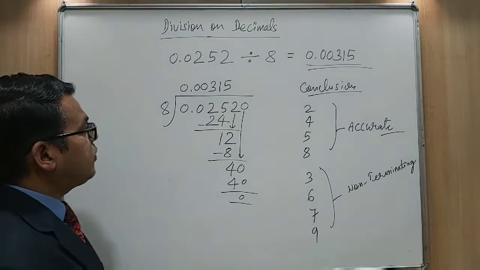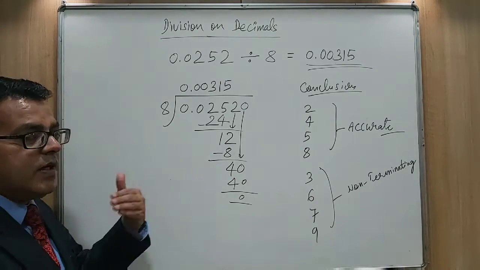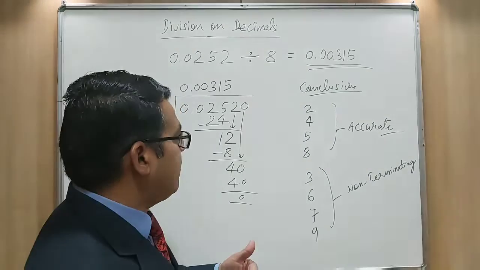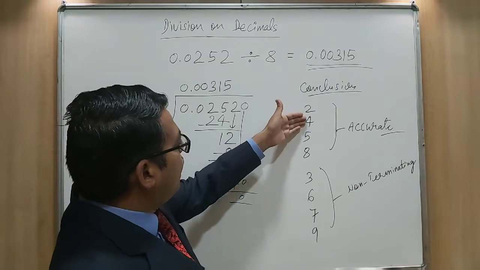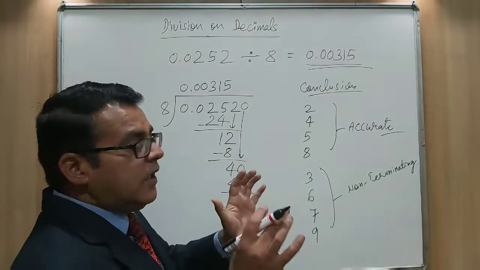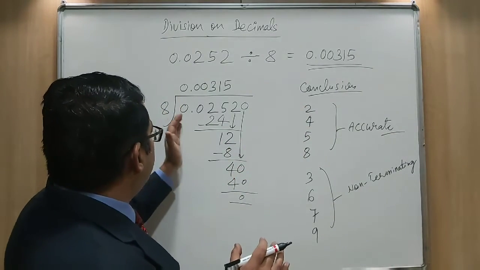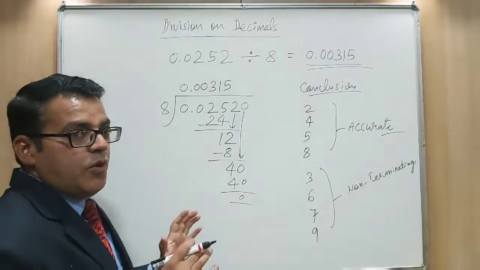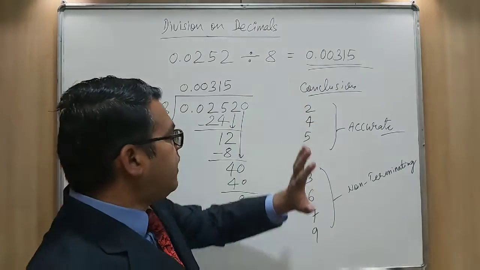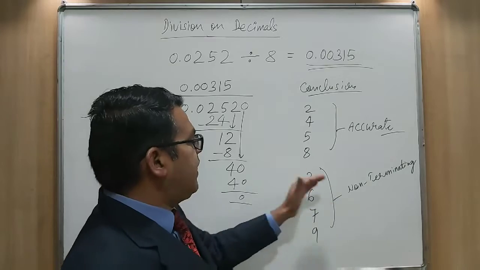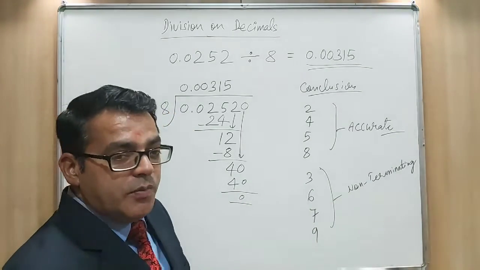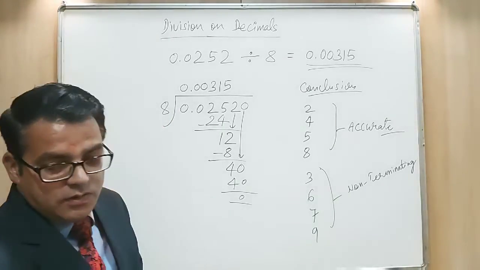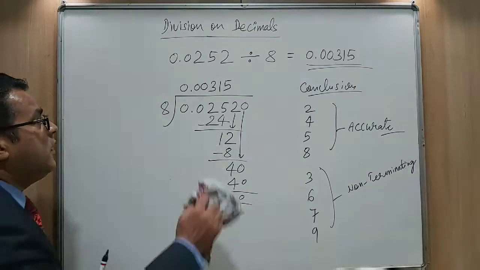Hope you understand. You can check it when we do practice. If you are dividing any number by 2, 4, 5 or 8, you will get 100% that your division will terminate at a point and you will get an accurate answer. And if you divide any number by 3, 6, 7 and 9, you will get a non-terminating answer, meaning an approximate answer always, right?